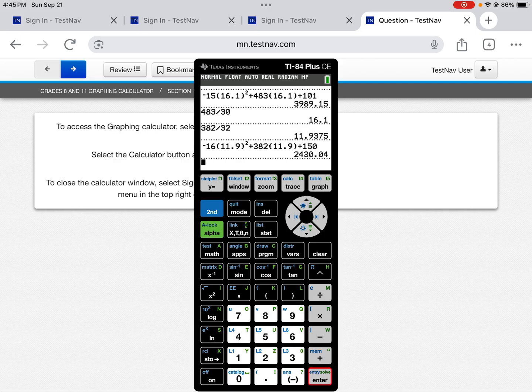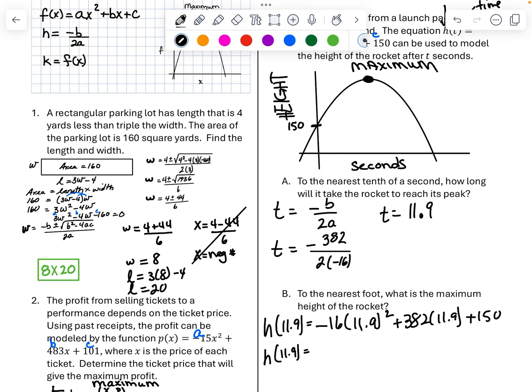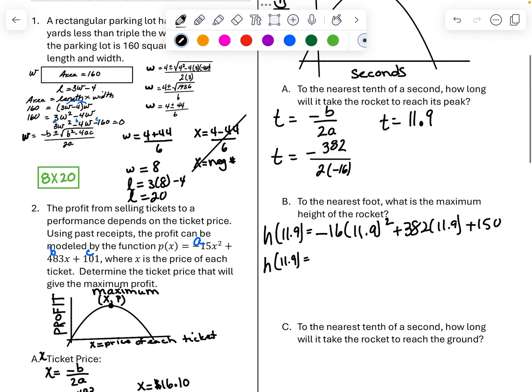So negative 16 squared plus 382 times 11.9 plus 150 is 2430.04. And this says to the nearest foot. Oh, so I just want the whole number. 2430 is the answer they want there. So this wanted to the tenth. This wanted to the whole foot.